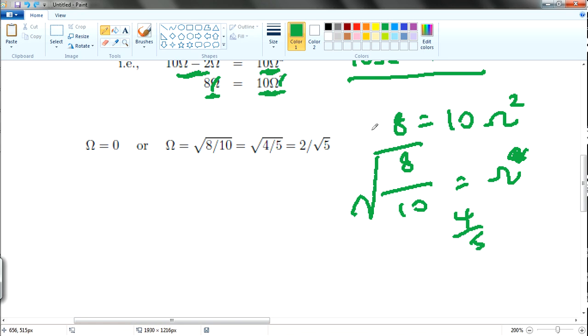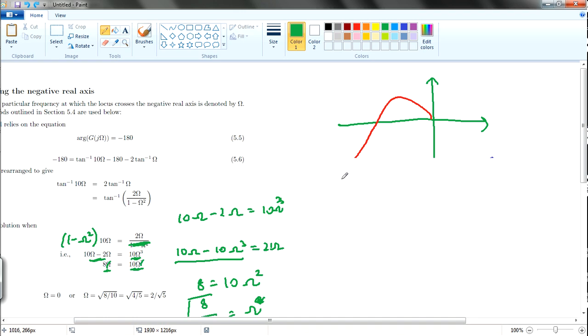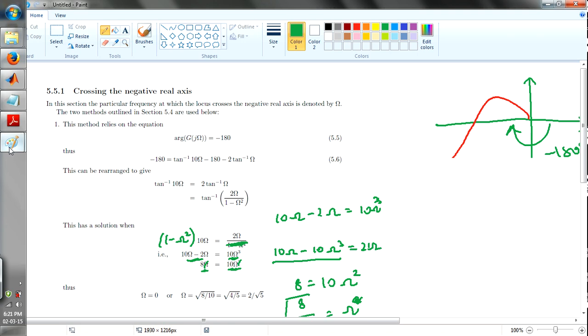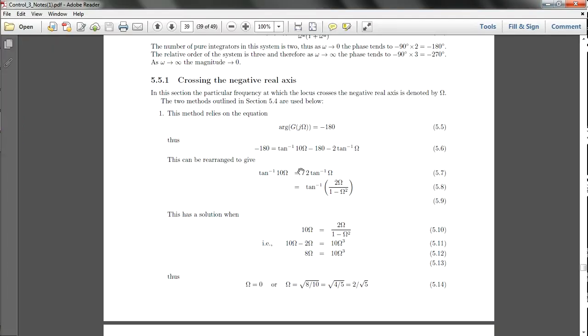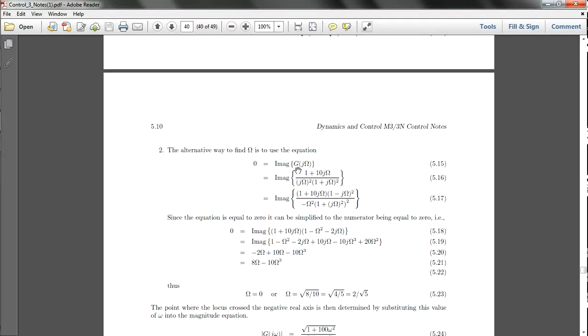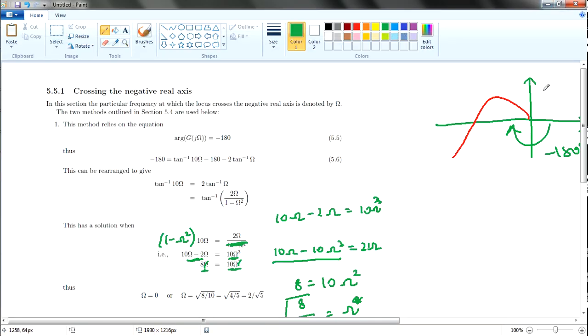So this is the first method. I've talked so much. This is the first method to find it, using the negative 180 degrees rule. The second method I'll show you in the next video, since I'm a little tired. It will be talking about the imaginary part. We know that this imaginary part equals 0. So at this point, the imaginary part is equal to 0. How do we use this phenomenon to solve it? Next video we'll talk about it.